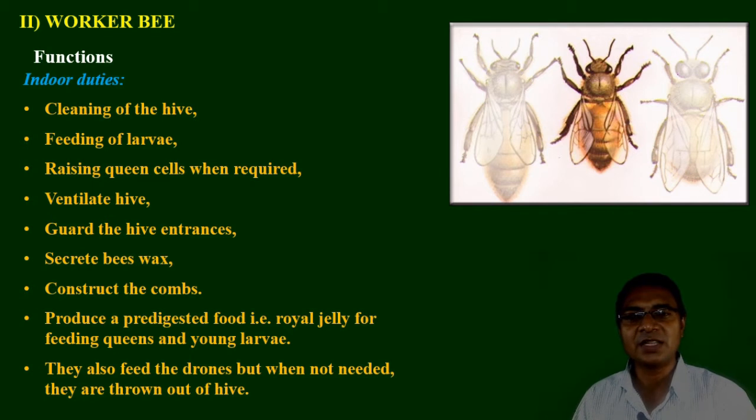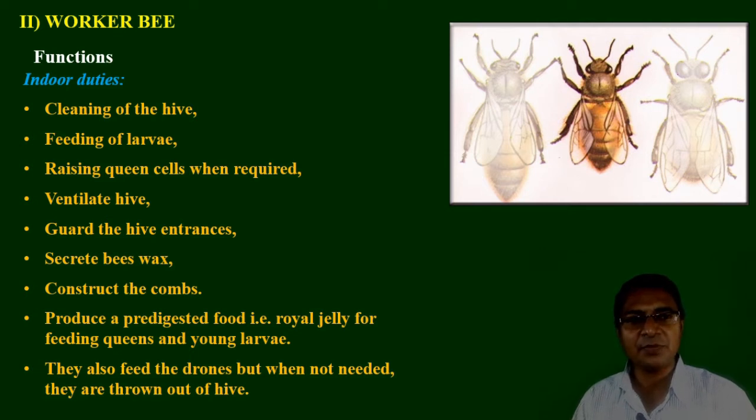Ventilate the hive, that is, fanning of the hive when the temperature increases. At that time they collect the water and sprinkle the water in the comb, and continuous beating of the wings maintains the temperature of the hive. Guard the hive entrance, which means they protect the colony with the help of the sting present at the last region of the abdomen. They secrete the beeswax, which is important to construct the comb. They produce a pre-digested food material, the royal jelly, for feeding the queens as well as the young larvae, and they also feed the drones, but as per necessity.